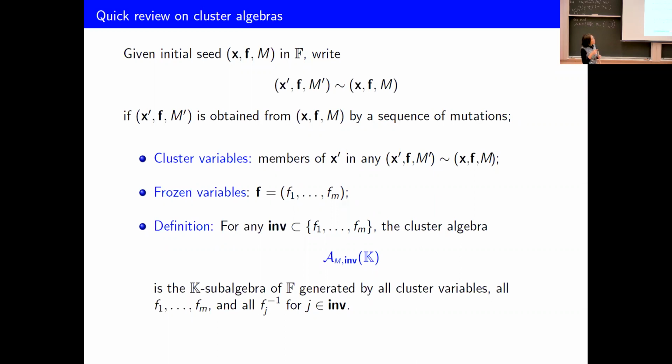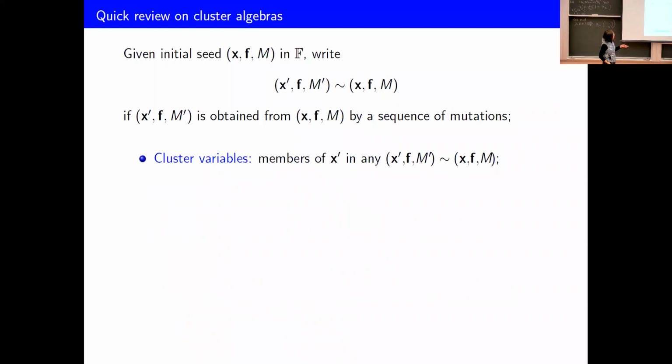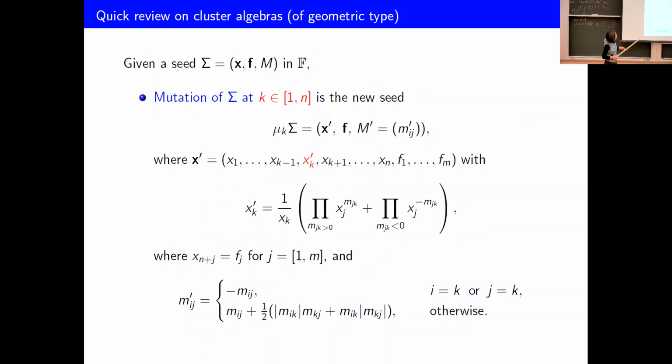You mean the fact that when you do mutation, it's still a set of generators? I think that part is because you're only changing xk to xk prime, and the formulas do not involve xk, because the matrix is skew-symmetrizable, so the diagonal is 0. So there's no xk in here. That's right. Therefore, it still generates the same field. It's still just a set of generators.